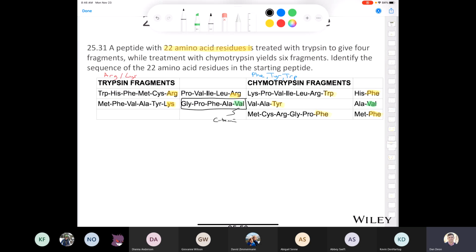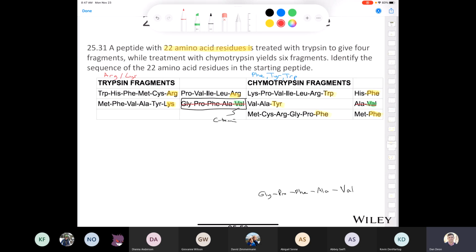Okay, and the same thing would apply here, but there's only 2 residues here. So let's just get going. So we're going to have a valine, and then before that we'll have an alanine, then a phenylalanine, then a proline, okay, then a glycine. Okay, so let's cross that one out. So we've eliminated that, and we've eliminated that.